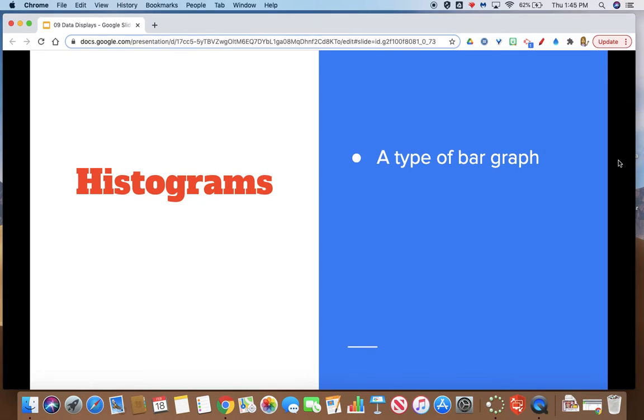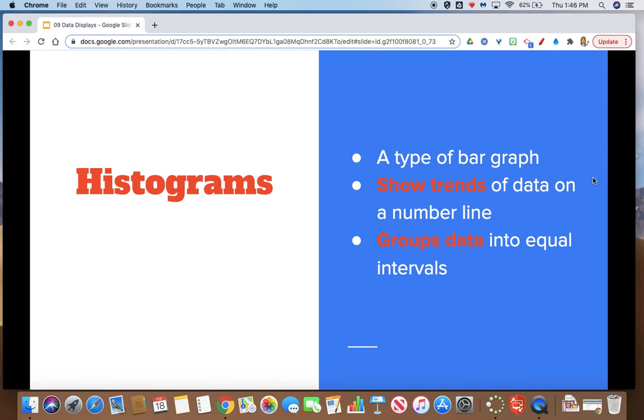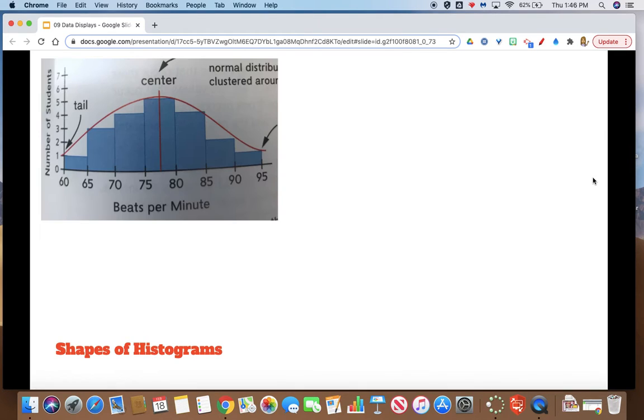Some important things to know about histograms are they're a type of bar graph and they show trends of data on a number line. They also group data into equal intervals. There's 4 shapes of histograms that you're going to have to remember. It helps to trace a line along the bars to help determine which shape each histogram would be.